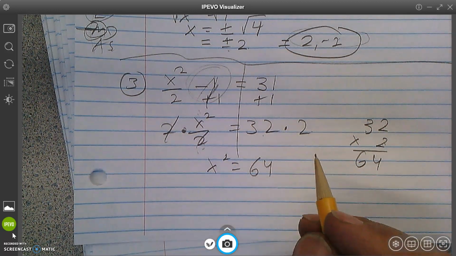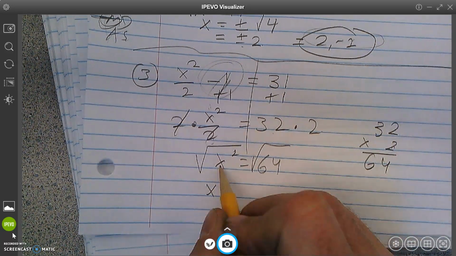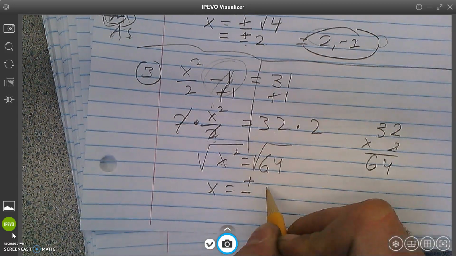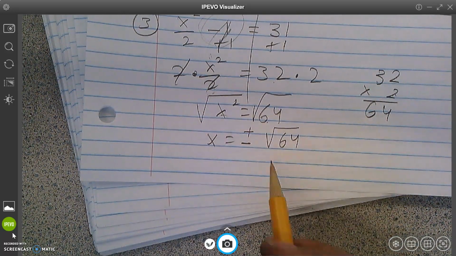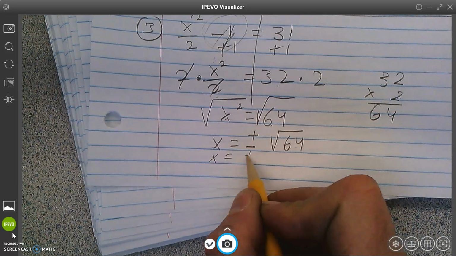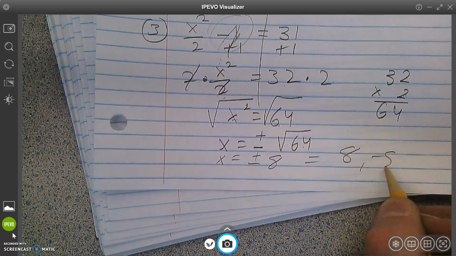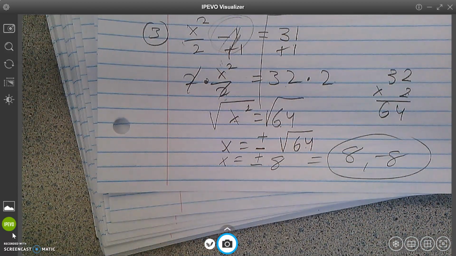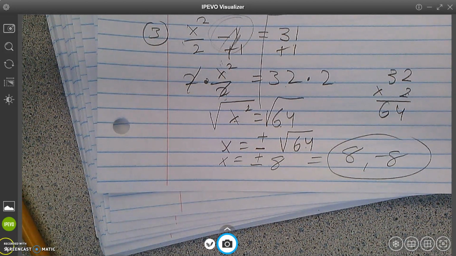What do I do to both sides with the opposite of square? Square root. When I square root, how many answers do I have? Two, a positive and a negative version. The square root of 64, what number times itself is 64? That would be 8. So the answer is 8 or negative 8. Both answers, when I plug in here, should get me 31. Excellent. Great job. Keep doing some good work.